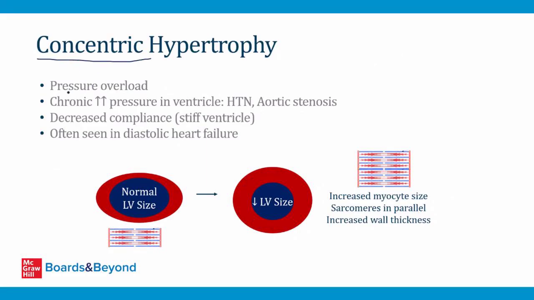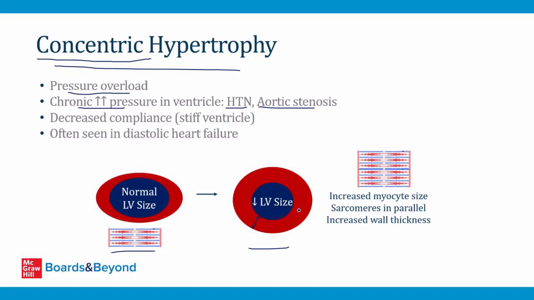This is what happens when there's pressure overload, when there's chronically elevated pressure, markedly elevated pressure in the left ventricle. This usually occurs in patients who have long-standing severe hypertension or aortic stenosis. That's what usually leads to this form of hypertrophy. So what happens in this form of hypertrophy is you go from a normal ventricle to one where the walls are very thick like this.